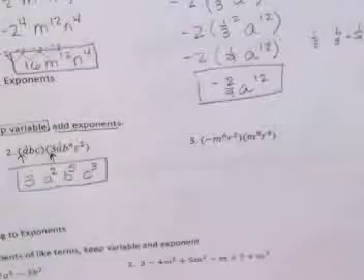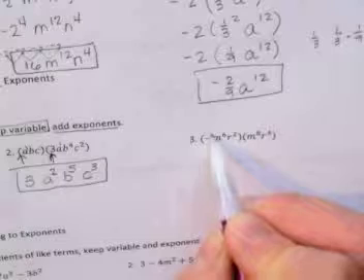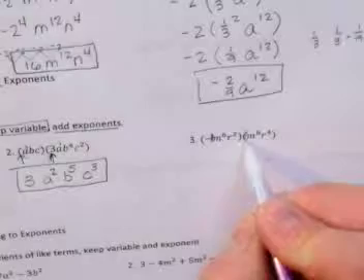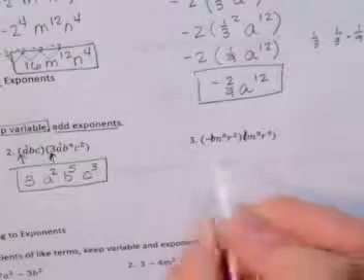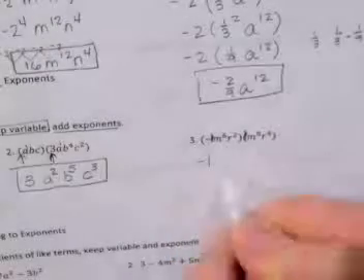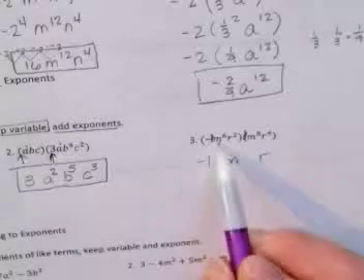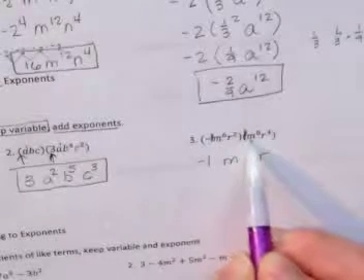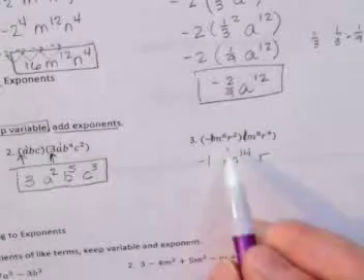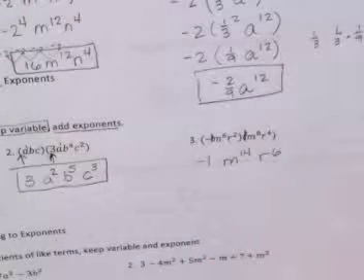In this example, we have a negative coefficient right here. Just like we did in the first example, there's a negative 1 for a coefficient in front of that m to the 6th. And here there's an implied 1. So when I multiply my coefficients, I get negative 1. I keep my variables, m and r. And then when I multiply m to the 6th times m to the 8th, I add my exponents. So this becomes m to the 14th. And again, r to the second times r to the fourth becomes r to the 6th.